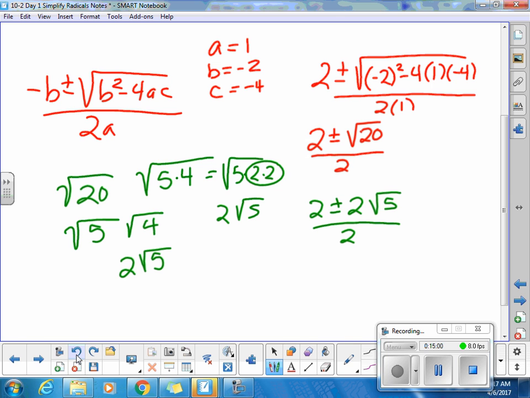But these 2's all are just numbers, and we can divide or simplify those. So this 2, if I factor out a 2, or excuse me, divide by 2, those are both gone. So I have 1, because 2 divided by 2 is 1, plus or minus the square root of 5. So that is my answer, 1 plus or minus the square root of 5.